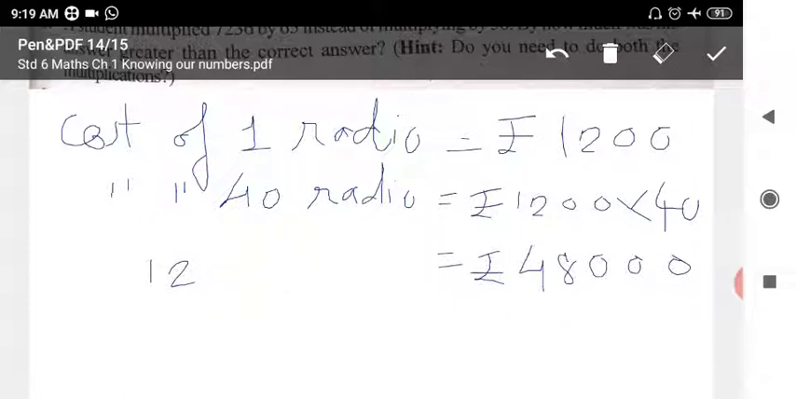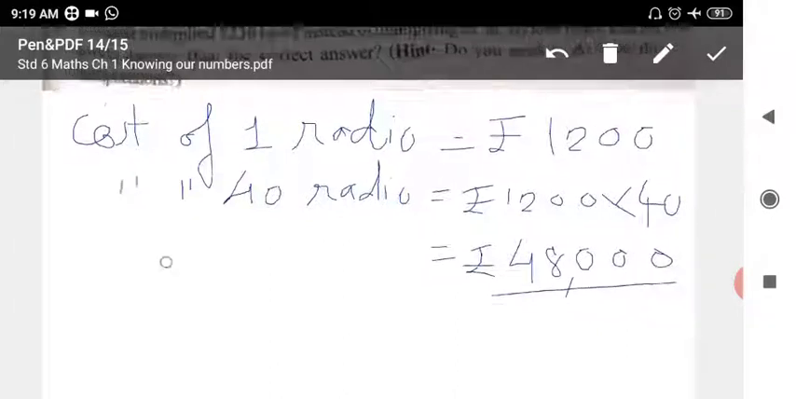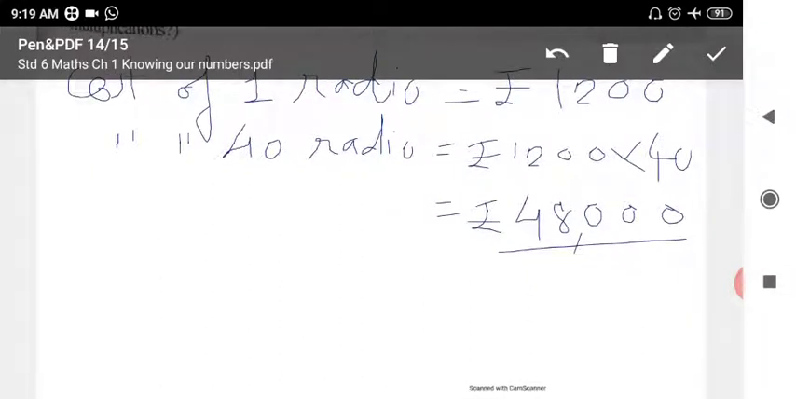Now, what is our question? How much money is remaining after the purchase of these 40 radio sets? So we got the amount of 40 radio sets. Now we will subtract this number from the amount which she is having in the beginning. So let's see what is the amount she is having in the beginning. That is rupees 78,592. This much she is having.